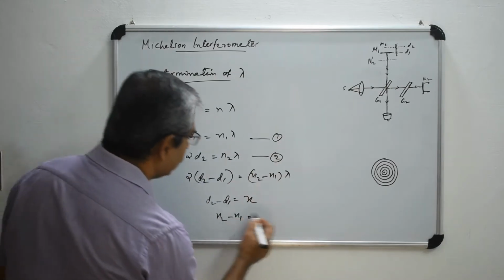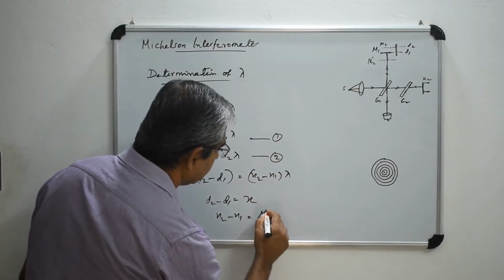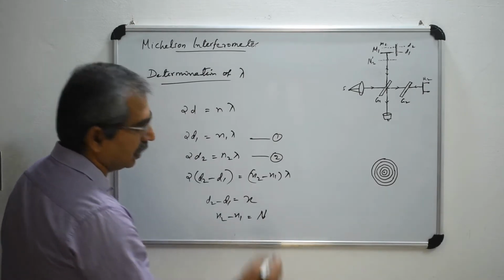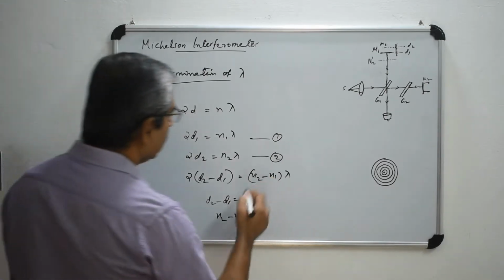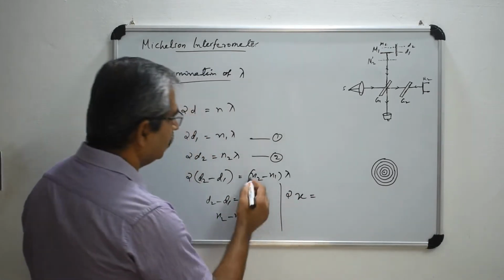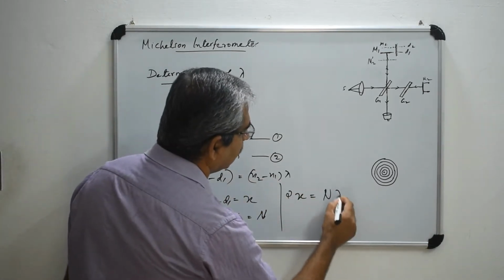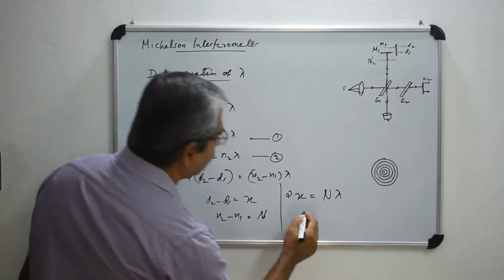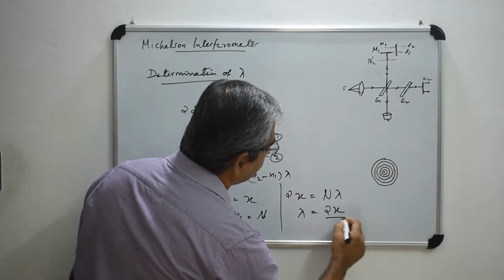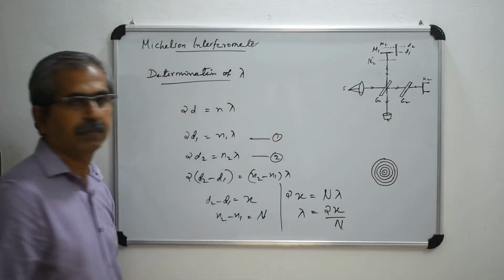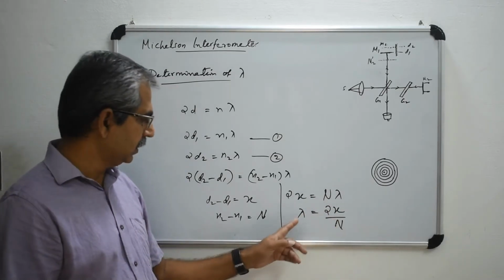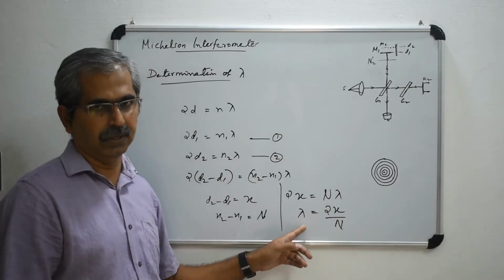Now N2 minus N1 can be written as capital N. Now you can write 2x is equal to capital N into lambda. What is lambda? Lambda is equal to 2x by N. This is the expression for the wavelength of light.